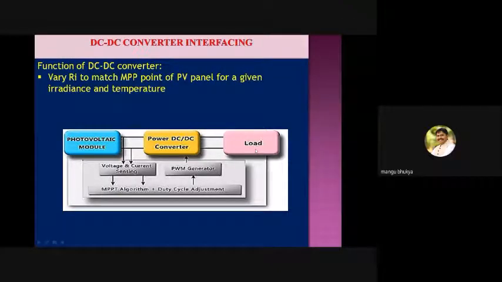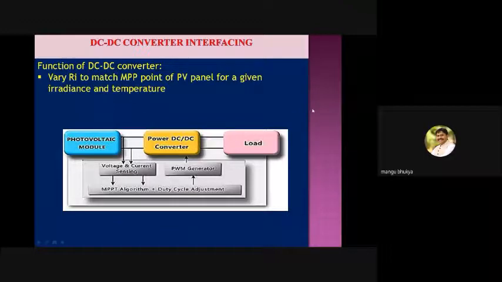So, to extract the maximum power, you have to ensure that the battery is in a position to absorb that power. Then only can you operate, or track, at the maximum power point. So that means the charge controller is related to the load, and the MPPT tracker is related to the source. That is an MPPT charge controller.